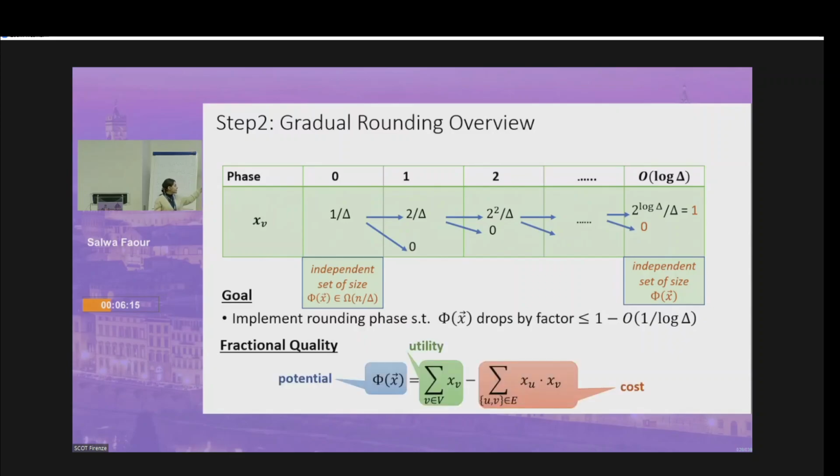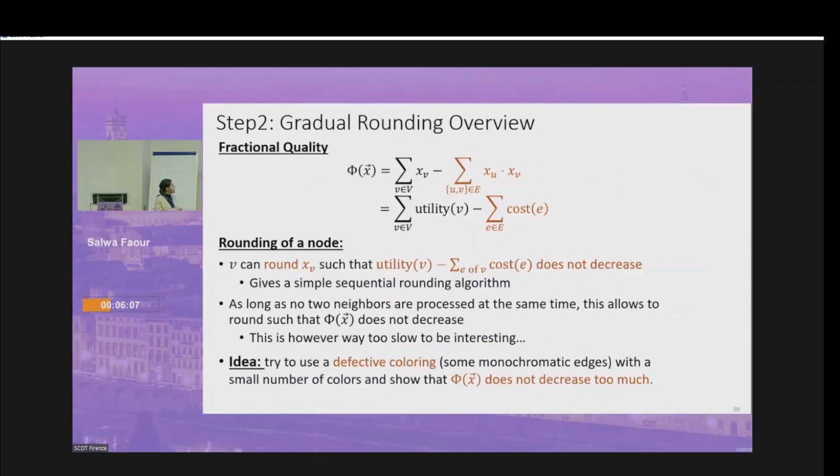For convenience, I'm going to call this phi the potential, the positive term the utility, and the negative term the cost. To do this implementation, I rewrite my potential, which is utility minus cost, as the sum over vertices of utility per node minus the sum over edges of the cost of an edge. The idea is that for every node, if you think about its fractional value, I want to look at its utility minus the cost of its incident edges.